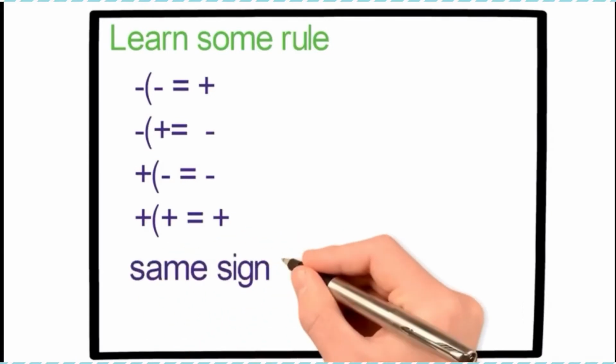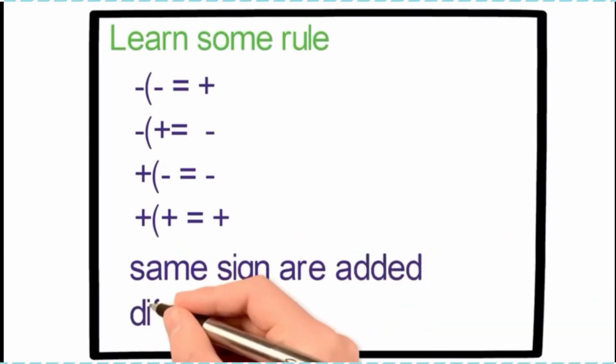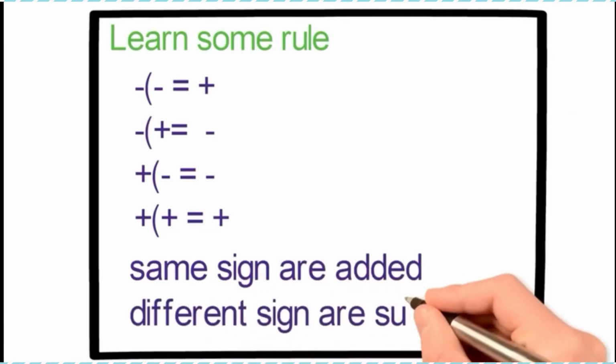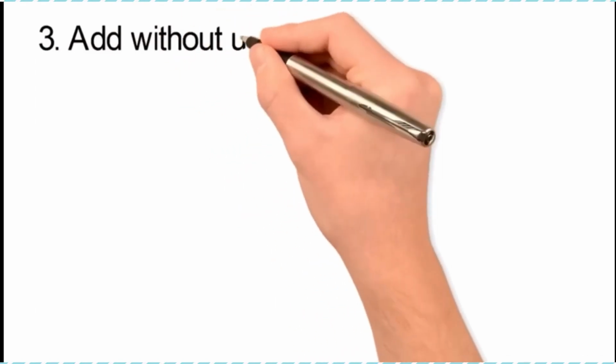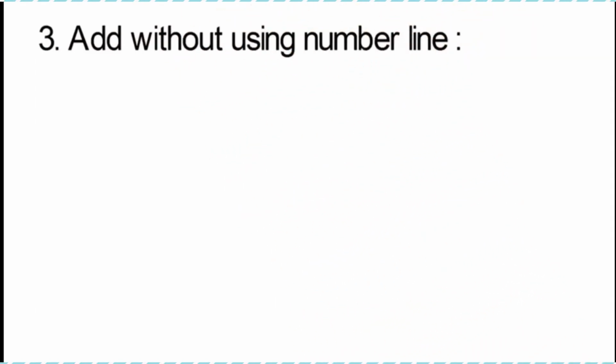Depending on that, you are going to do the sum. Same signs are added, different signs are subtracted. Keep this in mind. Third question, add without using number line.